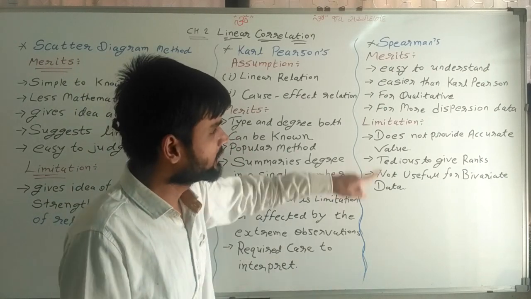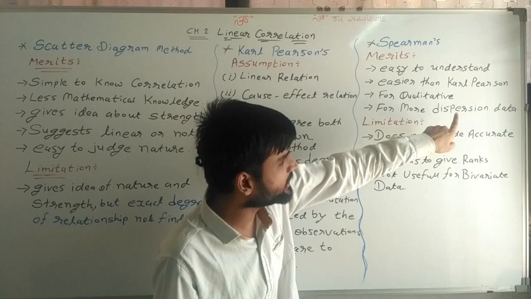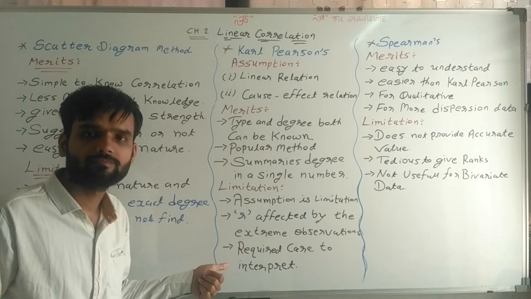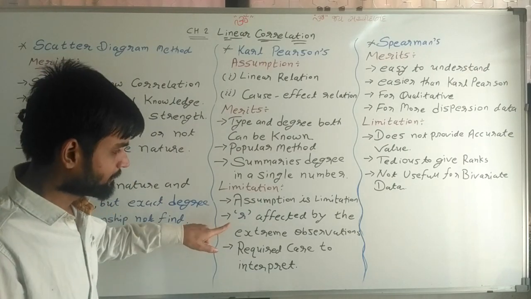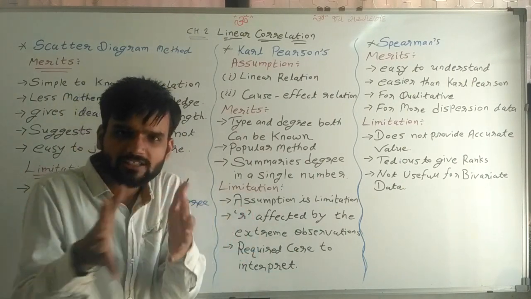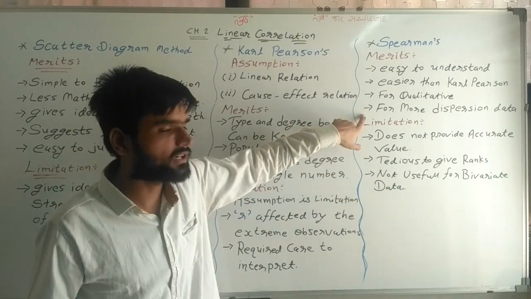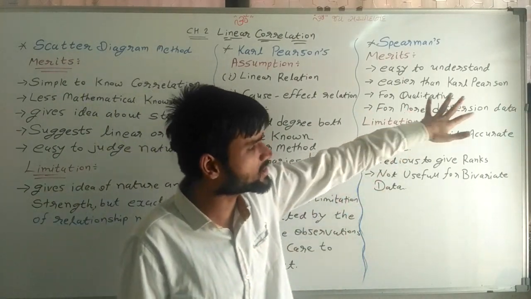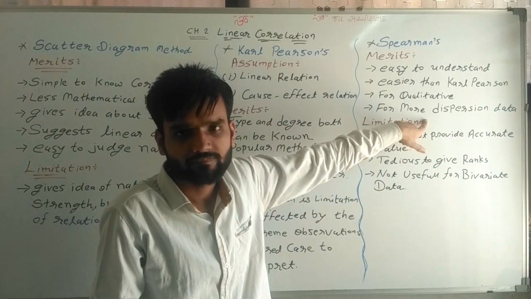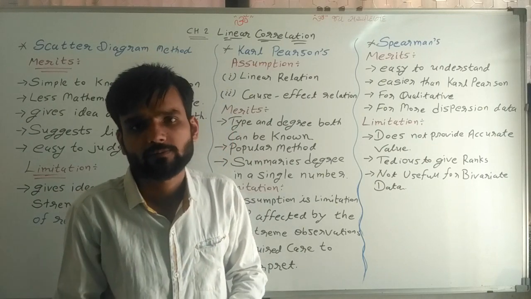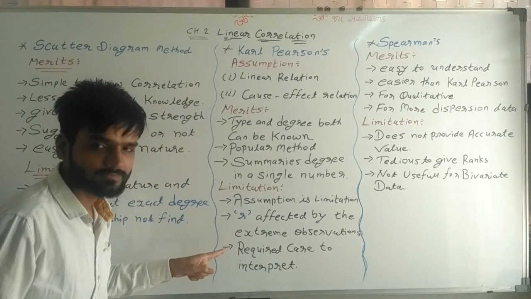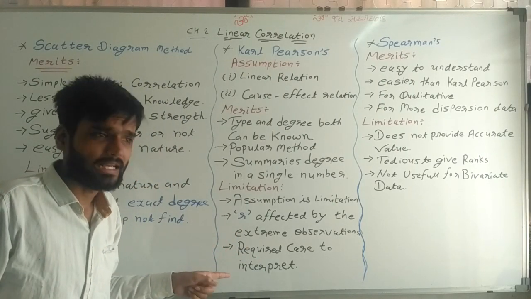Now talking about the fourth and last: for more dispersed data, this is the only method. It is also a limitation of Karl Pearson. Because of extreme observations, the R value changes. Where dispersion is very far, at that time this method is very useful to us. It doesn't make any more changes. But here it makes a change, and that is the limitation.